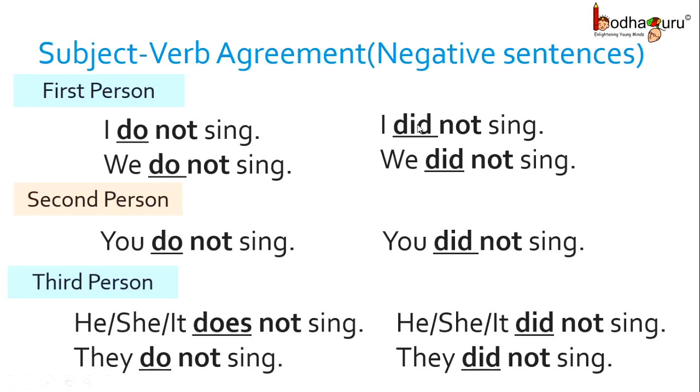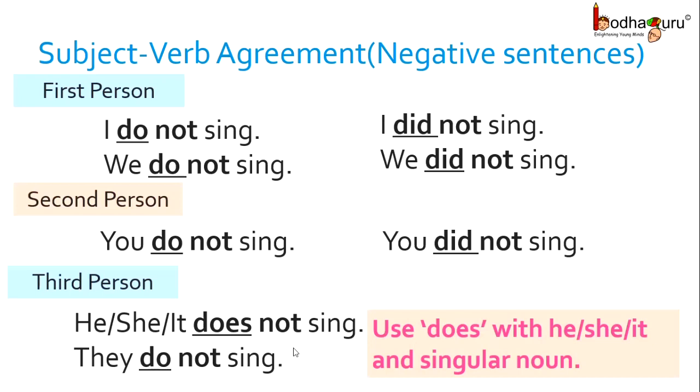What do we see? For all first, second and third person we use did. But if we talk about present tense then we use does with he, she, it and singular nouns. For example, Rita does not sing and for the remaining we use do only. So remember, we use does with he, she, it and singular noun. And for the remaining, that is first person and second person in singular form, we use do in present tense.